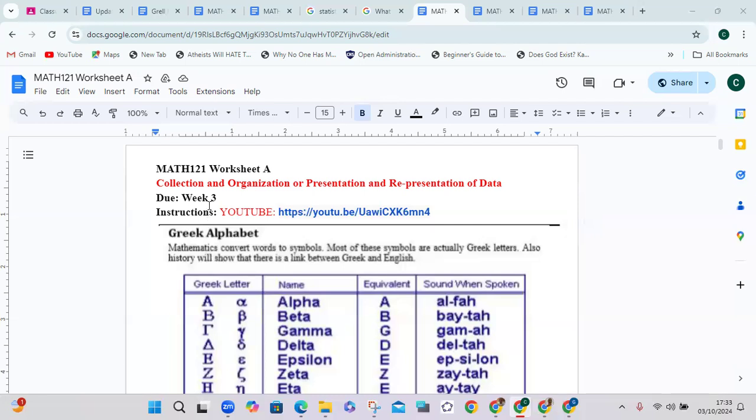And it is due in week 3. There are 13 weeks in the semester. So that's the purpose for worksheet A. You will submit and you will get your mark, but that is not the main purpose. The mark is not the main purpose. You are engaging in worksheet A so that you can learn about collecting, organizing, and representing data.